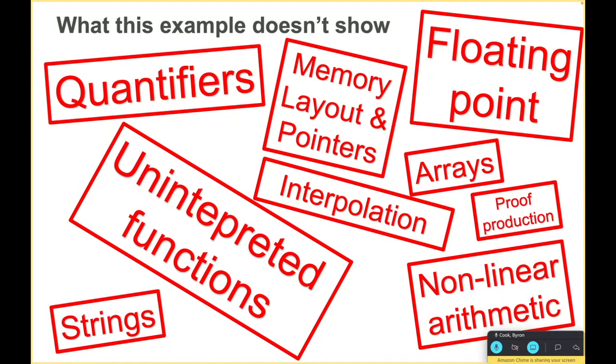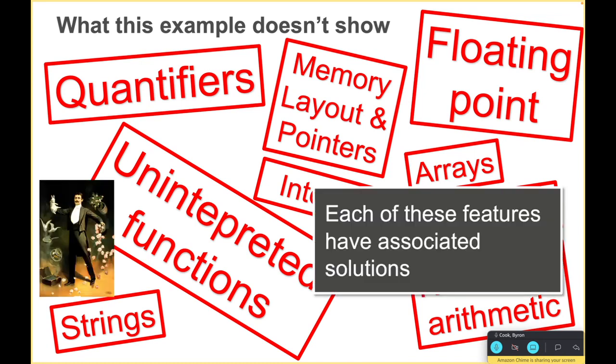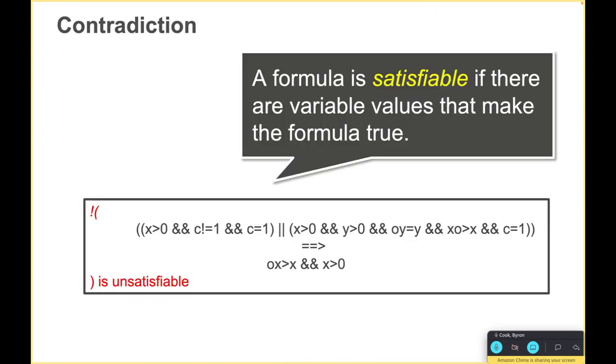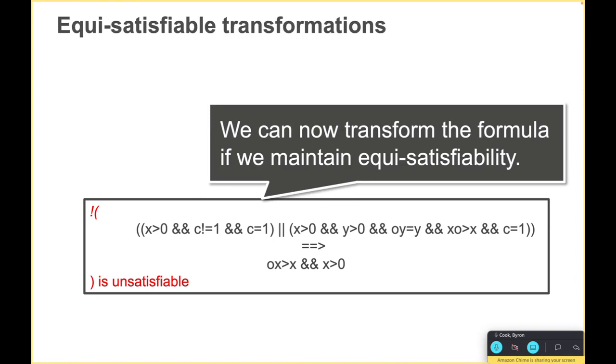But what this example is not showing is quantifiers, uninterpreted functions, strings, interpolation, nonlinear arithmetic, floating point, etc. And again, each of these features has associated solutions. I'd be happy to talk to you about how these different things work. For some of them, I understand them quite deeply. For some, I know where to go for the information. So I'd be happy to help you out there.